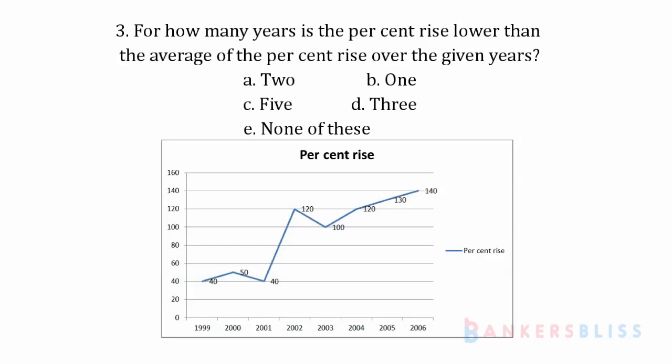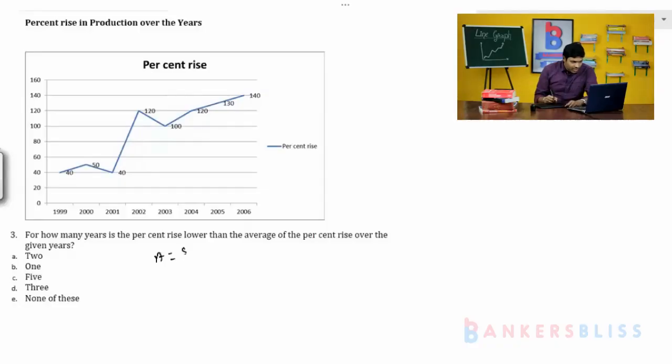Problem number 3. For how many years is the percent rise lower than the average of the percent rise over the given years? See here, in the previous problem we had calculated the average percent rise. So the average percent rise is equal to sum by n. The sum was 740, divided by 8, which is 92.5. So 92.5 is the average percent rise.